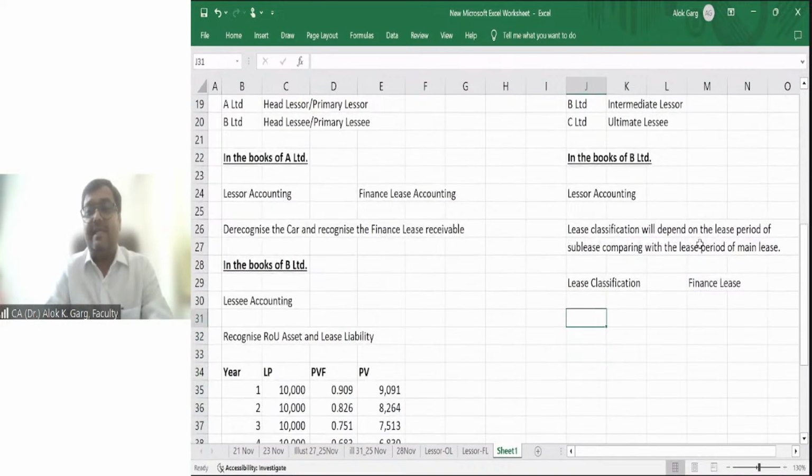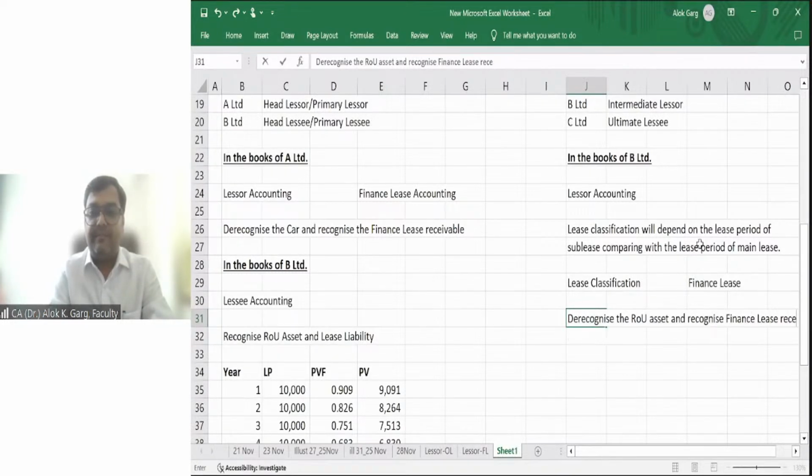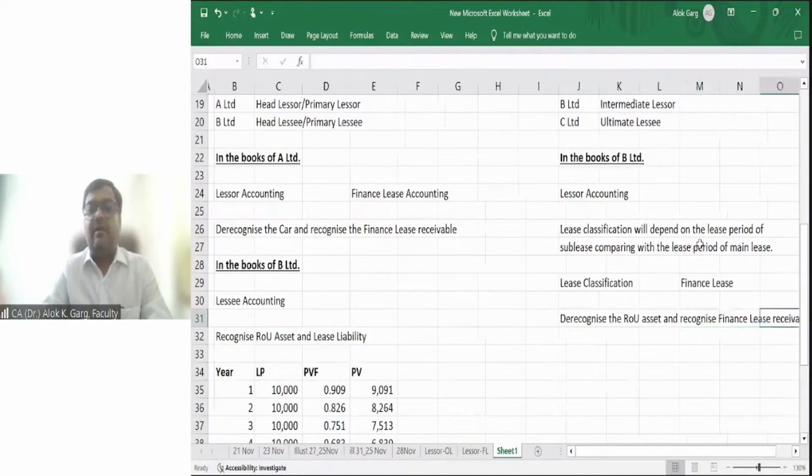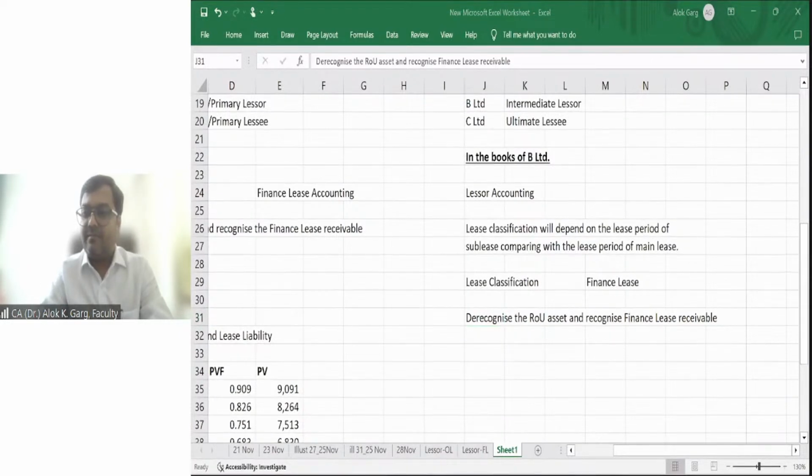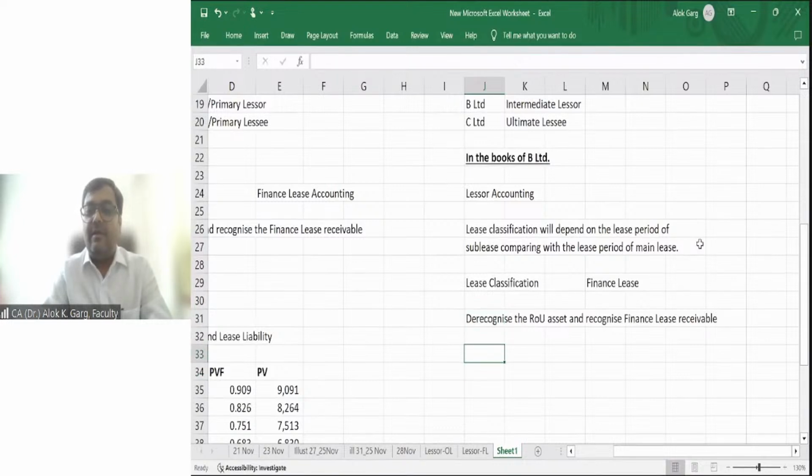In this case, what will happen? The lessor will de-recognize the right of use asset and recognize the finance lease receivable, right? Is that clear? This lessor will de-recognize the right of use asset and recognize the finance lease receivable. Is this clear or not clear?